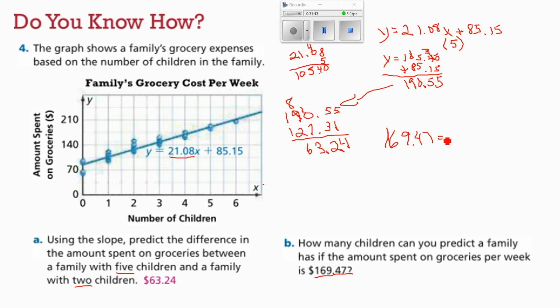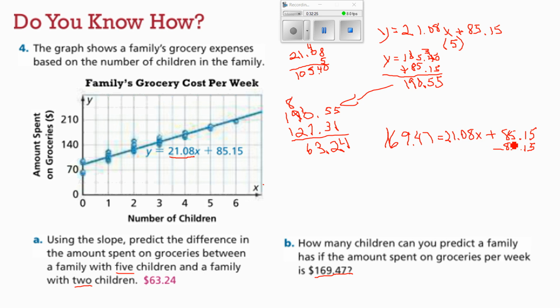That has to equal, remember our equation, 21.08 x plus 85.15. To solve this, we solve it just like a two-step equation. We're going to minus 85.15 from both sides, because I need to get x by itself, right?